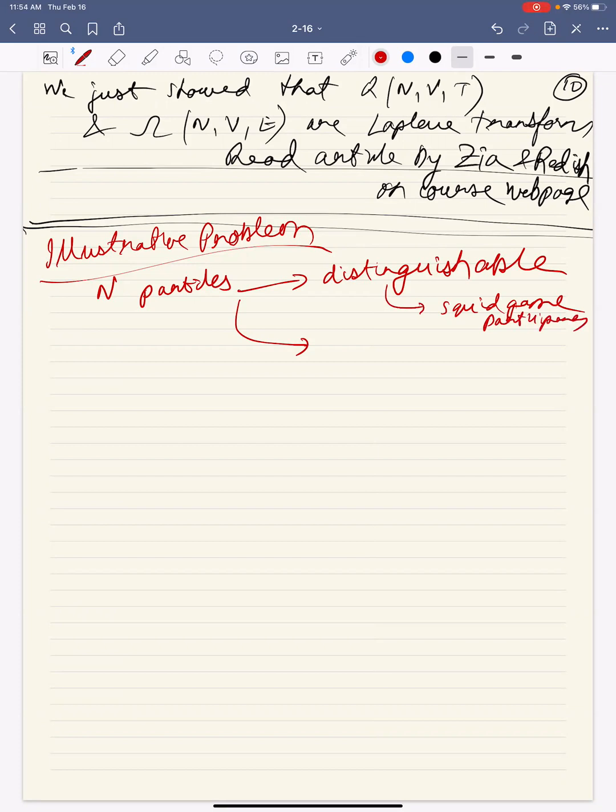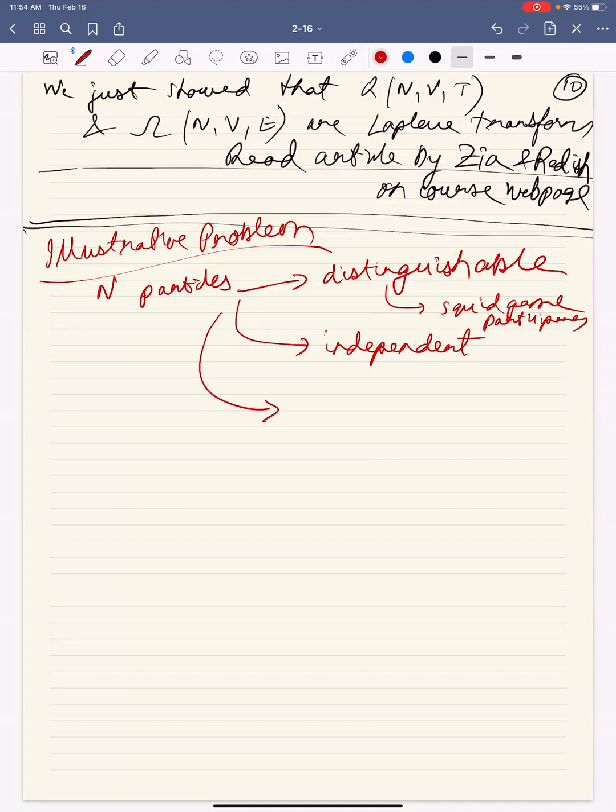Later, we will look at the Squid Game operators who are indistinguishable, and we will make corrections on how to deal with it. So furthermore, they are independent. They behave completely independent of each other. Is that true in Squid Games? No, not really, right? But we make that assumption over here.